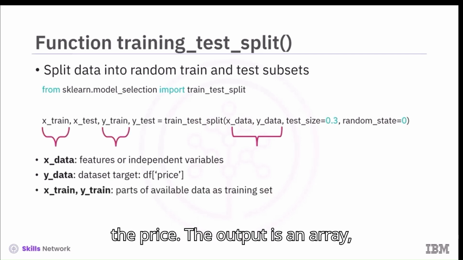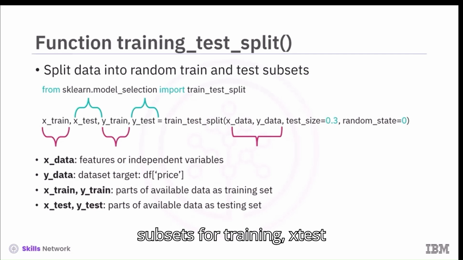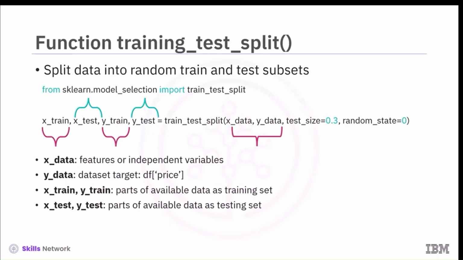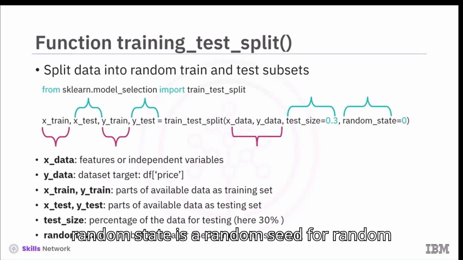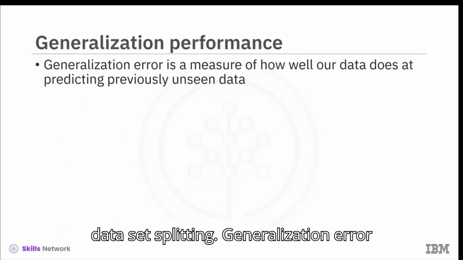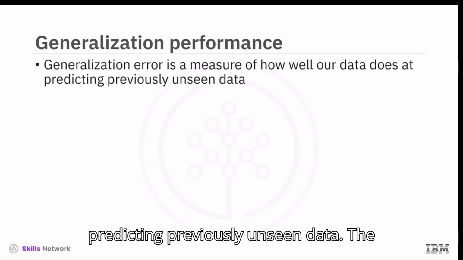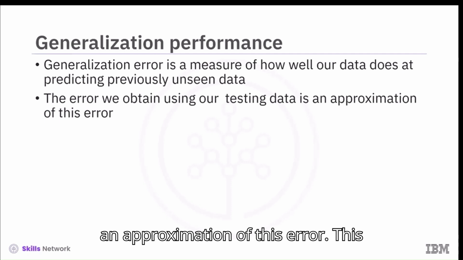The output is an array: x_train and y_train, the subsets for training, x_test and y_test, the subsets for testing. In this case, the test size is the percentage of the data for the testing set. Here it is 30%. The random state is a random seed for random data set splitting. Generalization error is a measure of how well our model does at predicting previously unseen data. The error we obtain using our testing data is an approximation of this error.